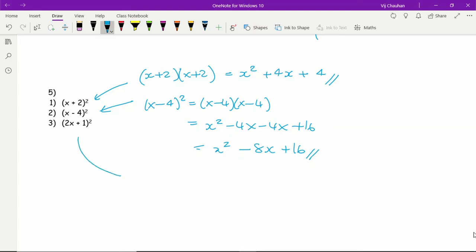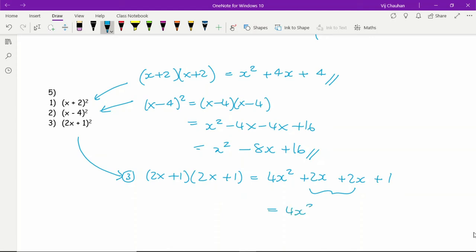And then finally for question 3, which combines what we talked about, x plus 1 squared, 2x plus 1 equals, so expand the brackets out, we get 4x squared plus 2x plus 2x plus 1, and then just combining those two things together, we get 4x squared plus 4x plus 1, and there is our final answer.